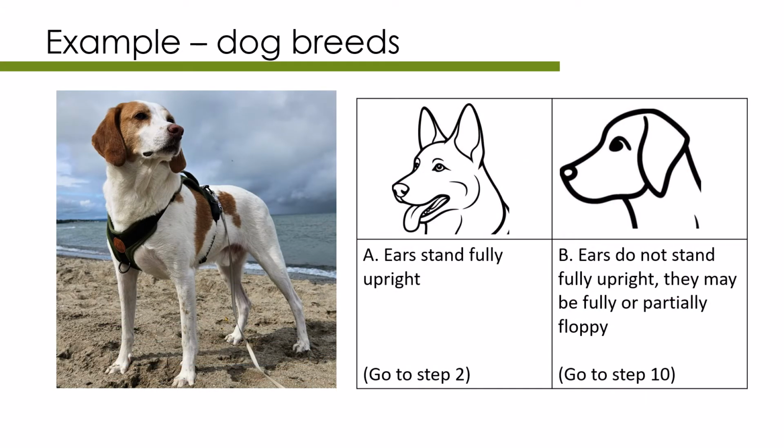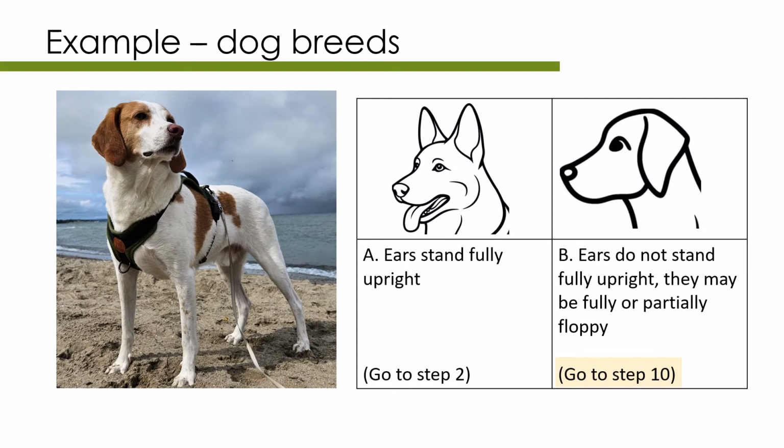Suppose we wanted to use a dichotomous key to identify what breed of dog this is. This key might start by asking what kind of ears the dog has. Scenario A says that the ears stand fully upright. In Scenario B, we see the opposing statement that the ears do not stand fully upright. This key is also giving us additional information that the ears might be fully or partially floppy to ensure that there's no confusion. The photos above each statement illustrate examples of what this might look like. We can see in this photo that the dog has floppy ears, so we would follow the directions for Scenario B and go to Step 10 to continue identifying our dog.